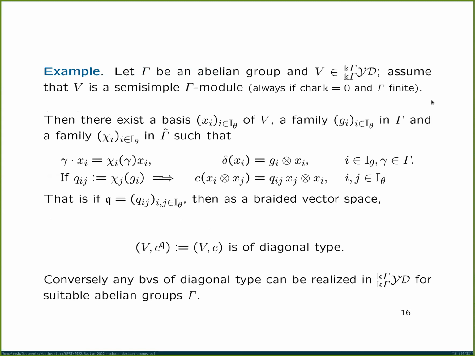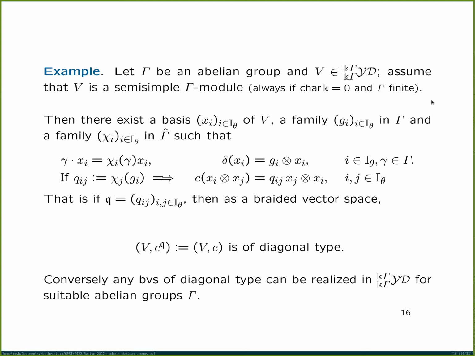For instance, if you have an abelian group Gamma and a V which is a Yetter-Drinfeld module, and you assume that as a Gamma module it is semi-simple, which is always the case when the characteristic is 0 and Gamma is finite, then in this case there exists a basis of V, a family of elements in Gamma, and a family of multiplicative characters of Gamma, such that the action is given by the characters and the coaction is given by the elements of Gamma.